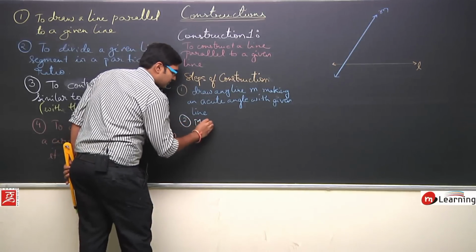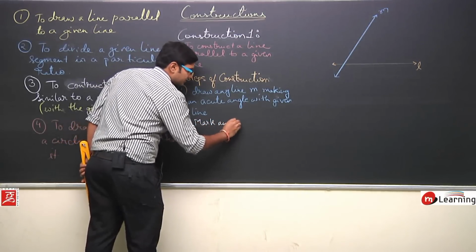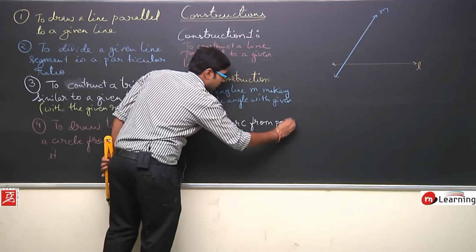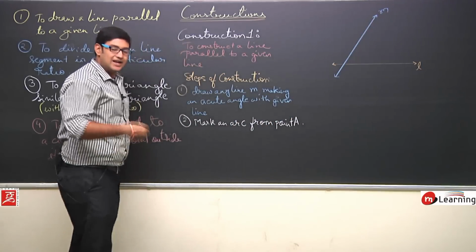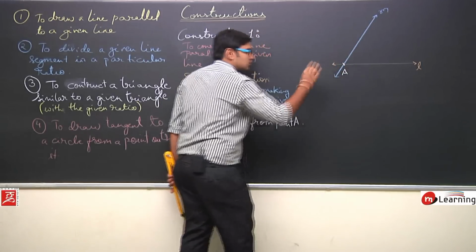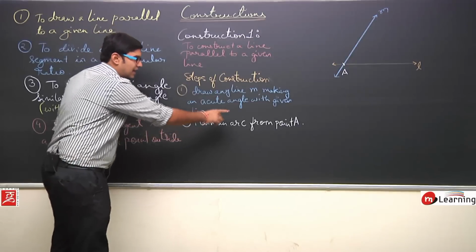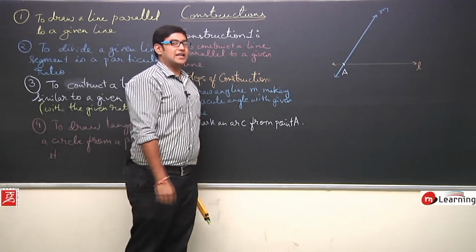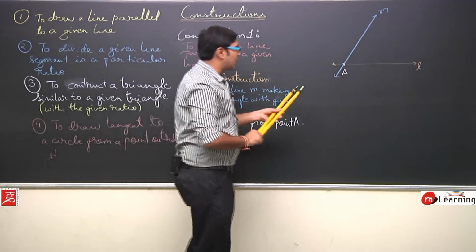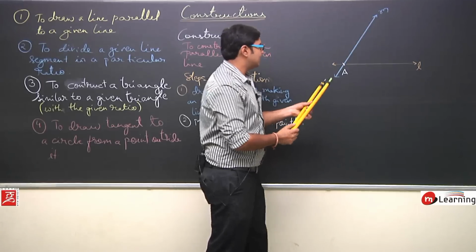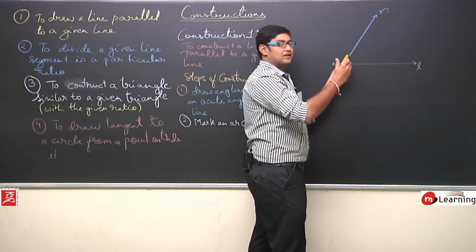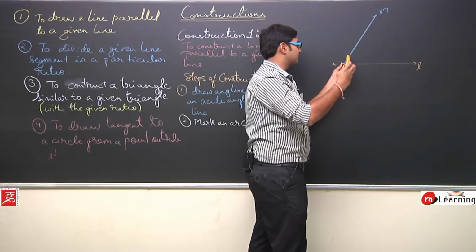mark an arc from point A. Okay, let us say that the intersection of both the lines is point A. So the second step is to mark an arc from point A. It means taking this point A as the center and I will draw an arc. So let us draw an arc using this point A as the center. So this is the center. Now I will mark an arc like this.